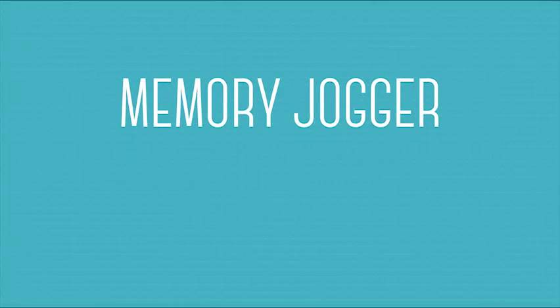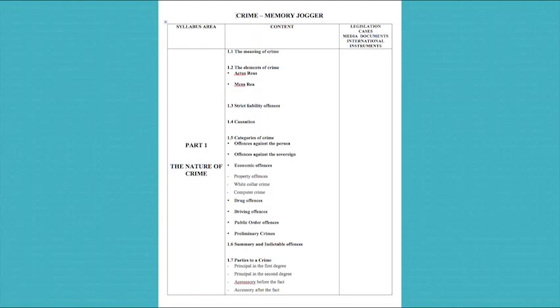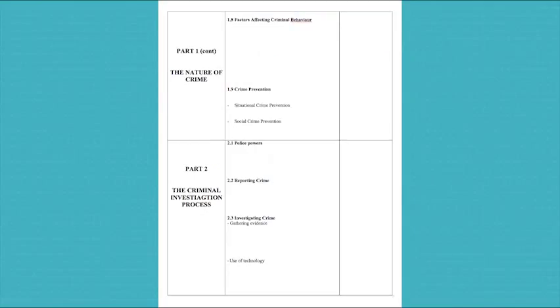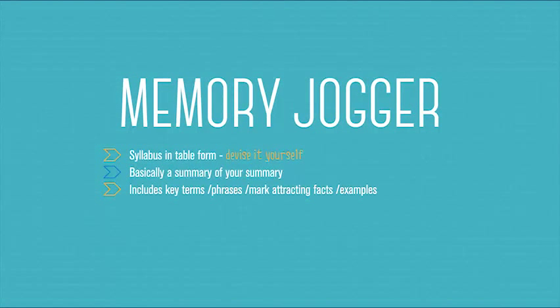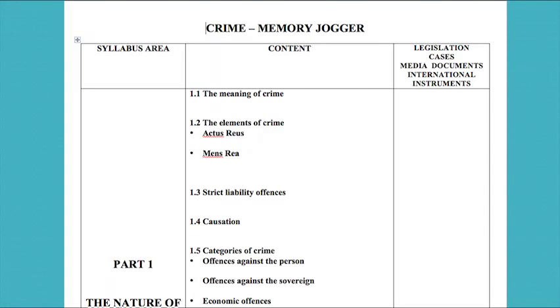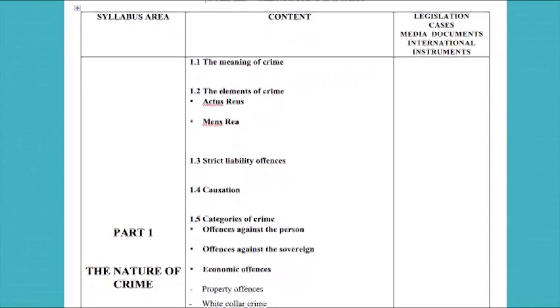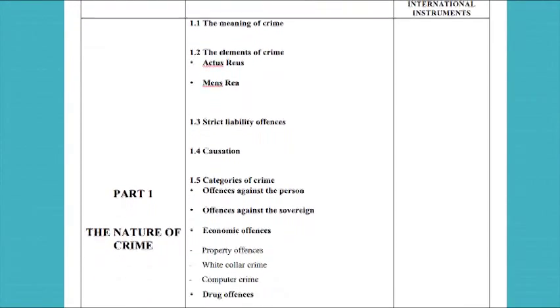An important revision tool is something that I call a memory jogger, and it is the syllabus in table form, and you can devise this yourself, although on the next slide you'll see that I've put an example of what a memory jogger might look like. It's basically a summary of your summary. So in table form, next to all of the dot point headings, you will include key terms, phrases, mark-attracting facts, and examples. You also need to include a column in which you can put examples of legislation, cases, media, documents, international instruments that relate to those particular dot points.